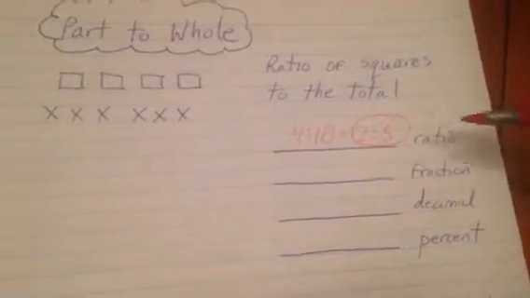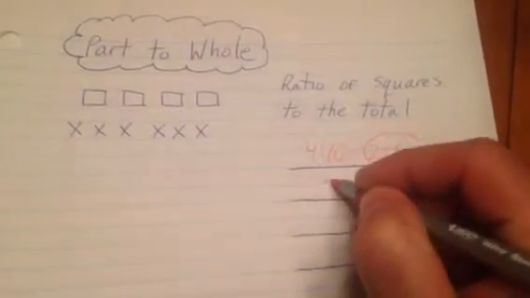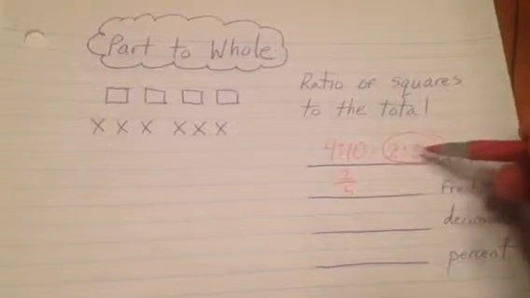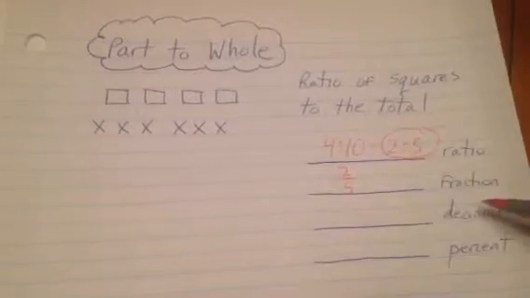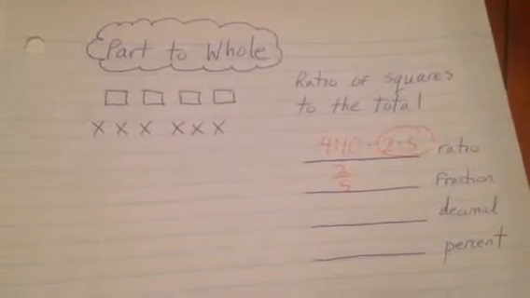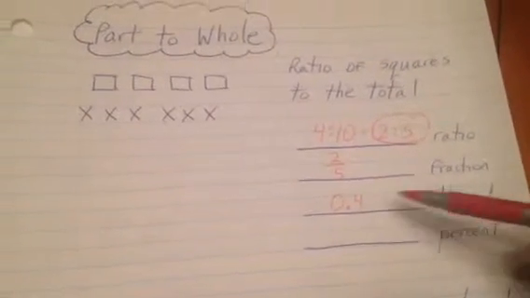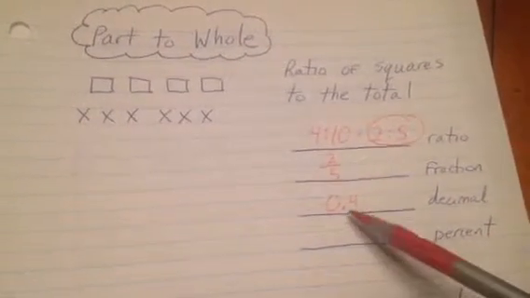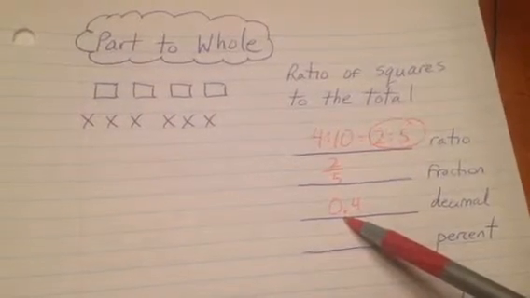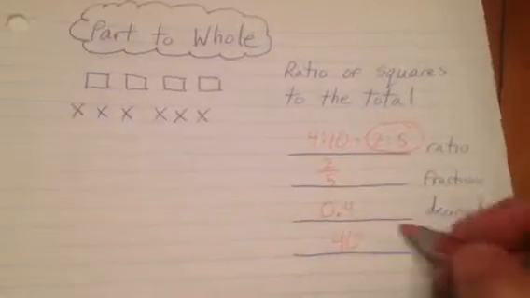So 2 to 5. We write it as a fraction. Part to whole ratios should be and can be written as fractions. So this is 2/5. So we write this as the numerator, this as the denominator. As a decimal, we divide 2 by 5, and in this case, it's 0.4. And to make a decimal into a percent, we multiply this number by 100, or we move the decimal 2 places over to the right, which makes this 40%. All right, that's how you do that.